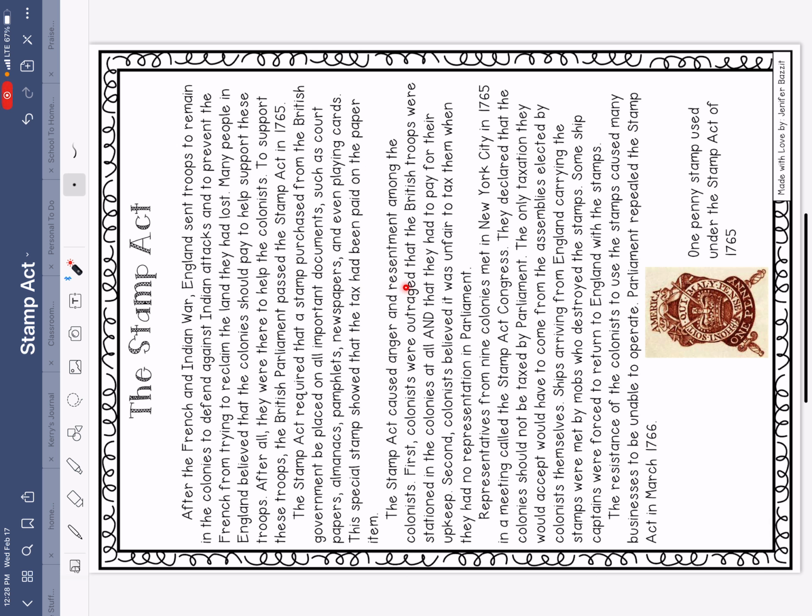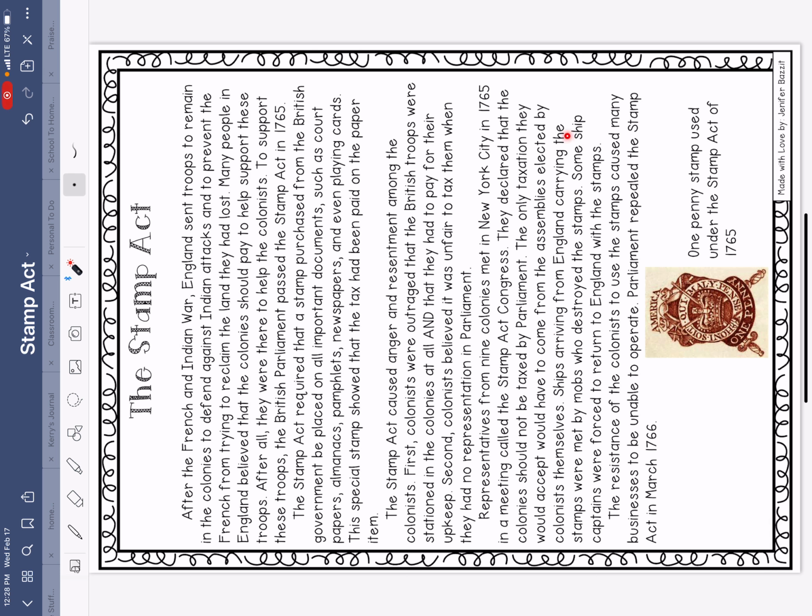The Stamp Act caused anger and resentment among the colonists. First, colonists were outraged that the British troops were stationed in the colonies at all and that they had to pay for their upkeep. Second, colonists believed that it was unfair to tax them when they had no representation in the Parliament. Representatives from 9 colonies met in New York in 1765 in a meeting called the Stamp Act Congress. They declared that the colonies should not be taxed by Parliament. The only taxation they could accept would have to come from the assemblies elected by colonists themselves.